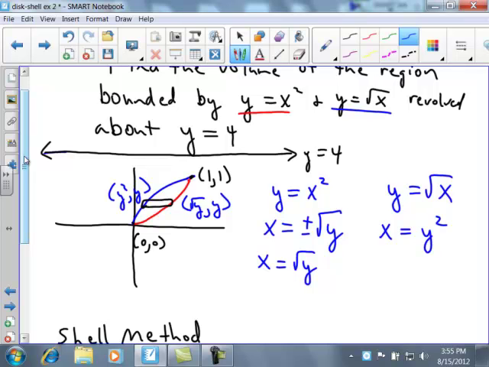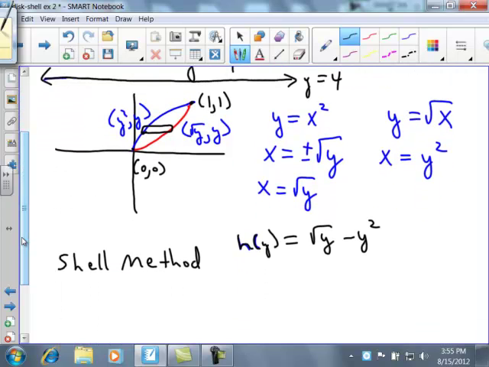So I need two pieces to use the shell method. I need the length of my rectangle, or if you want to think of it, the height, even though it's turned sideways. So from my picture there, h of y is going to be the square root of y minus y squared. That is the length of that rectangle there.